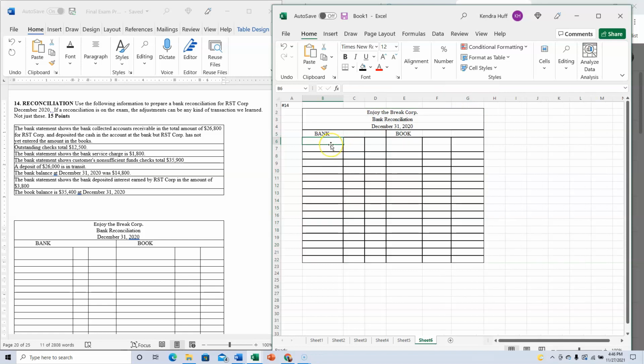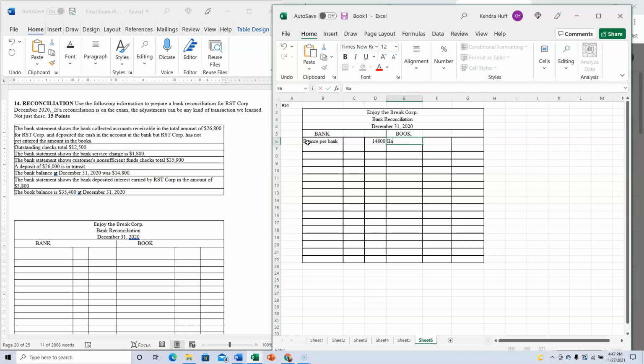All right, so we have our bank side, and our book side is what this is supposed to be. The bank statement shows the bank collected accounts receivable in a total amount of 26.8. Let's skip that. Let's go to this one. The bank balance at December 31st, 2020 was 14.8. That's what I was looking for. So this is balance per bank, and it is 14,800.